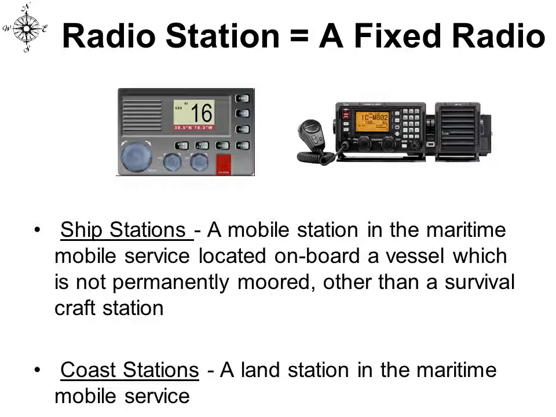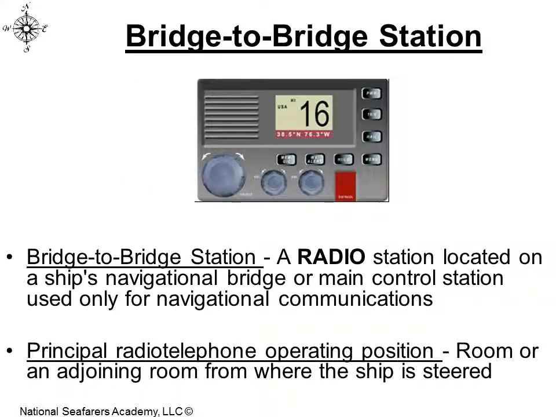Two main categories, ship station and coast station. Kind of obvious. Ship station is on board a vessel. Coast station is on land. A little more definition there. For the ship station, the radio that you're using, the bridge-to-bridge station, that's the radio that's located at the navigation bridge used for navigation communications.